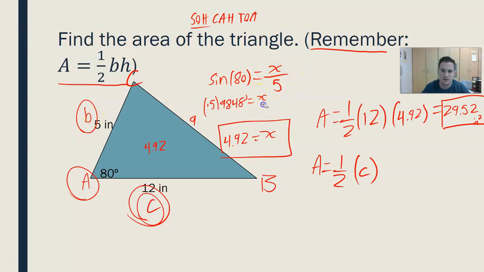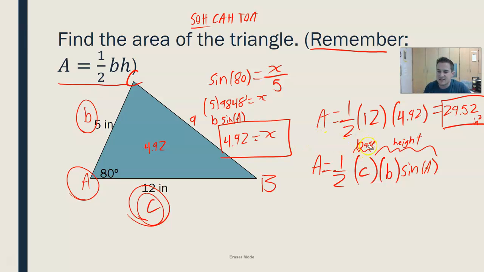Let me clear this up here. X was equal to 5 times 0.9848, or equal to this side B multiplied by the sine of 80, or the sine of this angle A. It was this side B multiplied by the sine of this angle A. So instead of writing 4.92, which was the height, I can write the height as B times the sine of angle A. 1/2 times C times B times the sine of angle A. So this was the base of my formula, and this right here was the height of my formula.